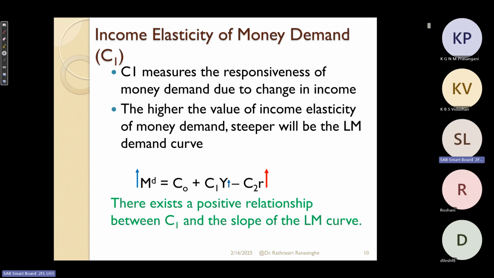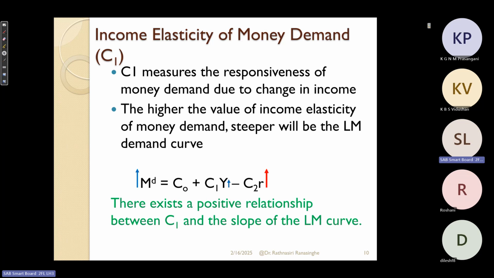Change in money demand due to a change in income, right? Now if we take C1 as high, we assume C1 is high, if there is a high sensitivity, okay? Now here we need to look at the money demand function. Our money demand is C0 plus C1y minus 2r, right?